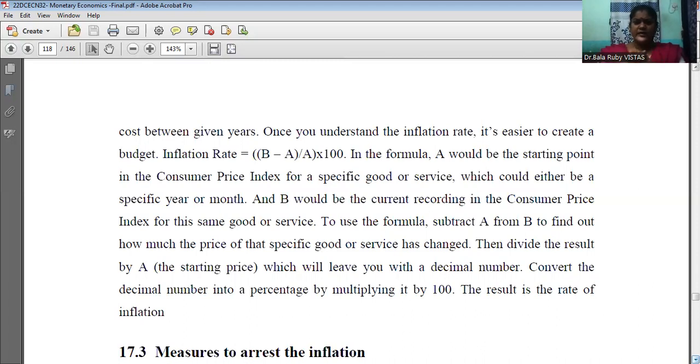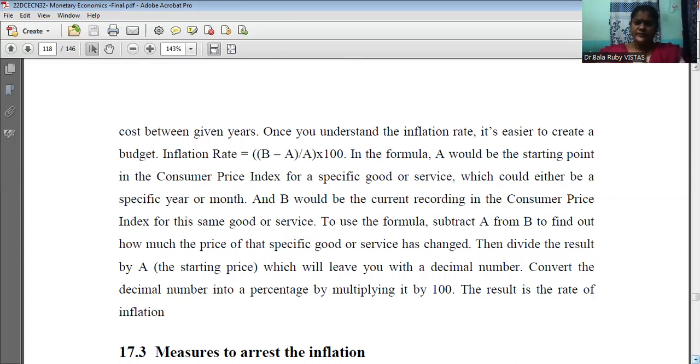See, in this formula, A is the starting point in the CPI. CPI is the consumer price index for a specific good or service, which could be for a specific year or month. And B would be the current recording in the consumer price index for this same good or service. So to use this formula, subtract A from B to find how much the price of that specific good or service has changed. Then divide this result by A, because A is the starting price.